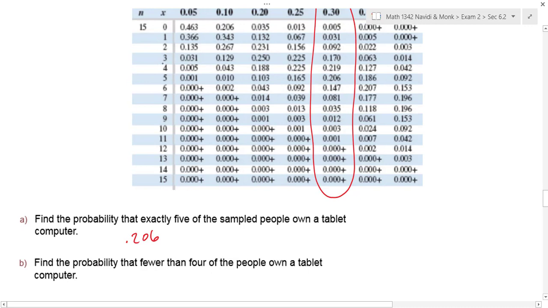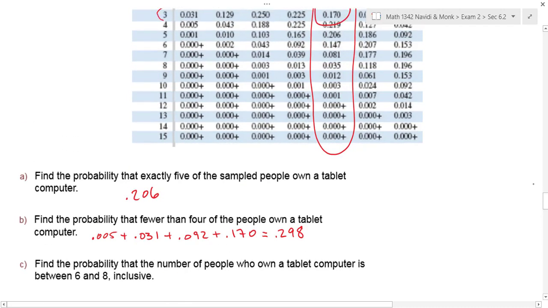Part B says find the probability that fewer than 4 people own a tablet. Fewer than 4 is this right here, from 0 to 3. So that means that I add these numbers up. That's going to give us 0.005 plus 0.031 plus 0.092 plus 0.170. And we add that together and we get 0.298.